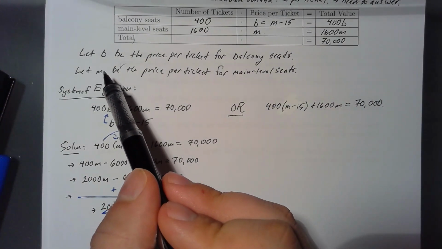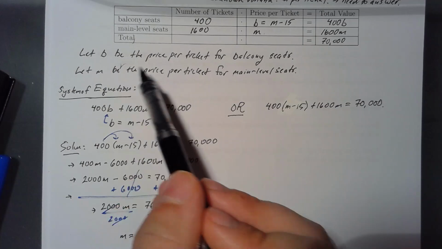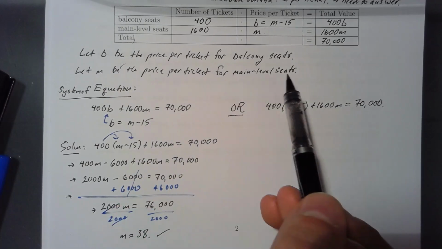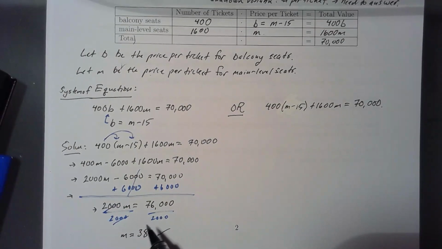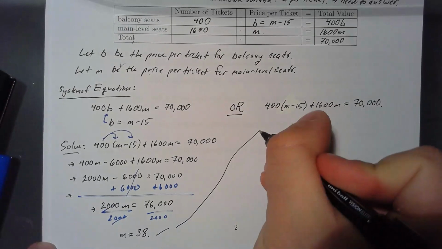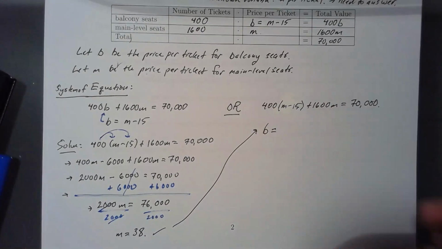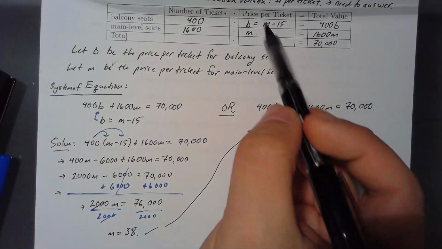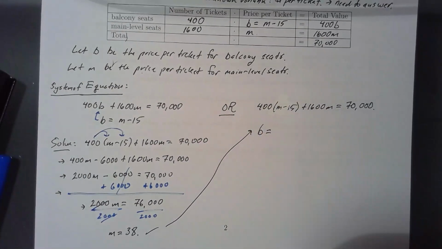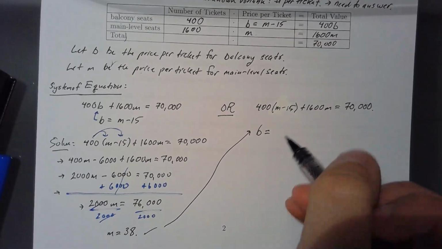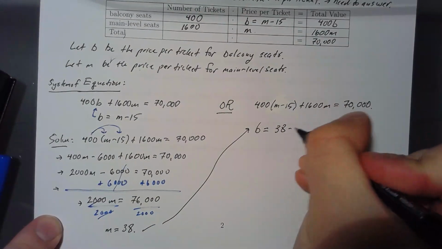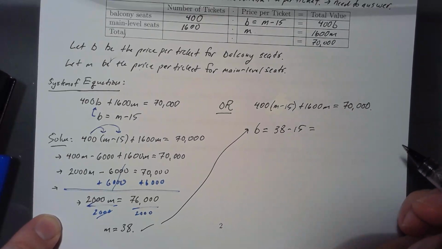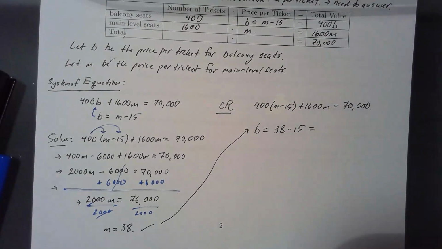So M is the price per ticket for main level seats. So if M is 38, how do I find B? Well, the relationship is right here, M minus 15, because it's supposed to be $15 less than that, right? So I'm going to have 38 minus 15, which is what? 23.